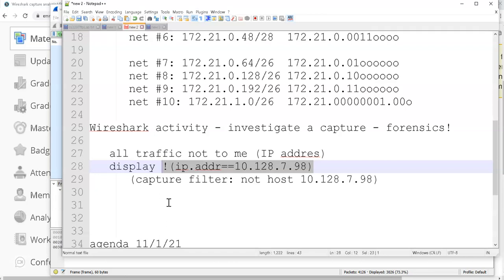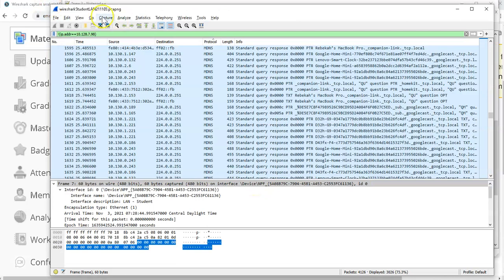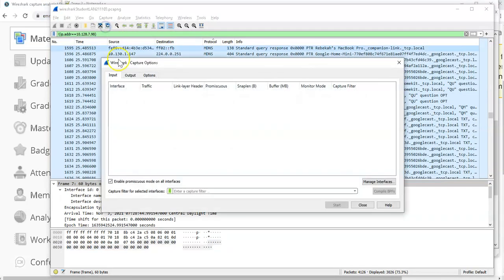What's that capture filter below it? This is if you actually turn on a capture filter. In Wireshark there's display filters and there's capture filters. Before you start a capture, you can say only capture this activity that's not going to or from me. Like if you're running a server and you want to see what else is happening on the network, this is a very useful capture filter. And I'll just show you that. If I want to start a new capture, I can go to capture options and I can tell it what capture filter to use right down there. I'm not asking you to do that.